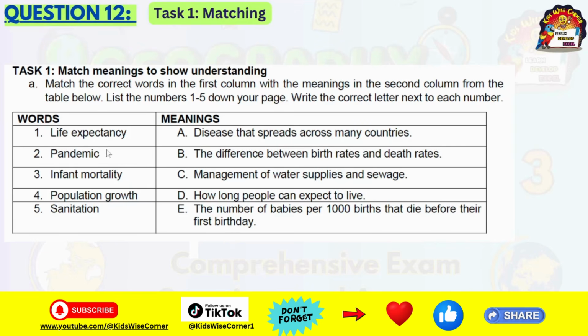So number 1, life expectancy is how long people can expect to live. Let's just write that better there.